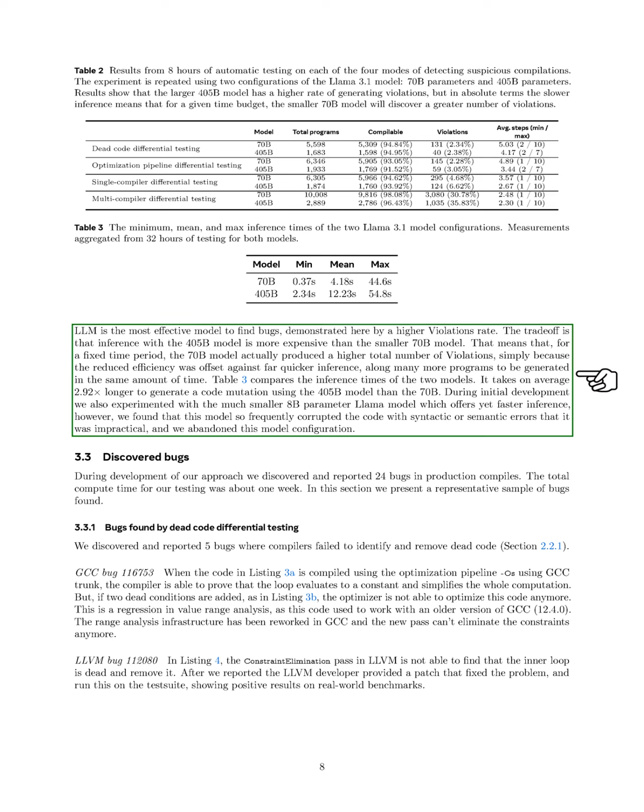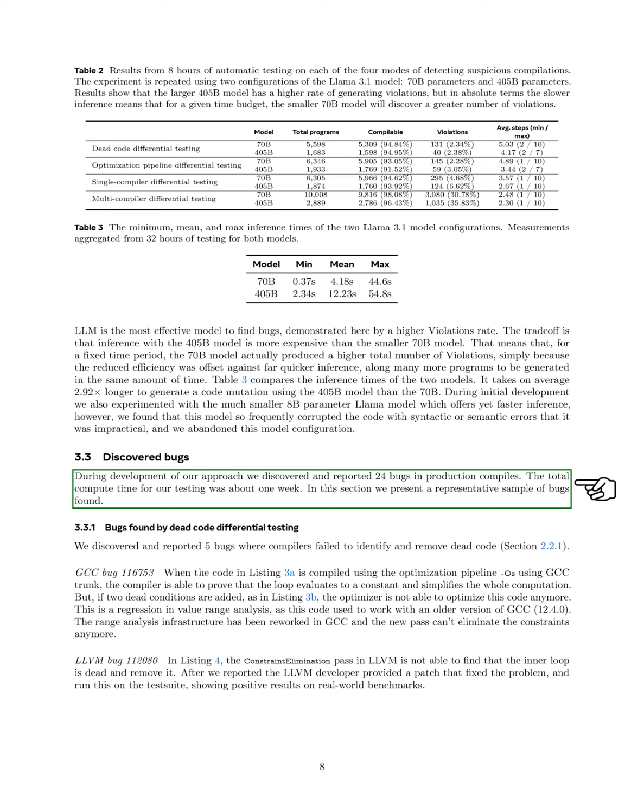Section: Discovered bugs. In this section, we discovered and reported 24 bugs during the development of our approach, with a total testing time of about 1 week. We present a representative sample of these bugs. First, we found 5 bugs through dead code differential testing, where compilers failed to remove dead code.